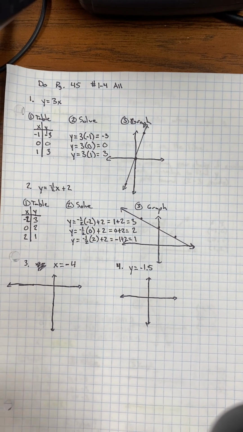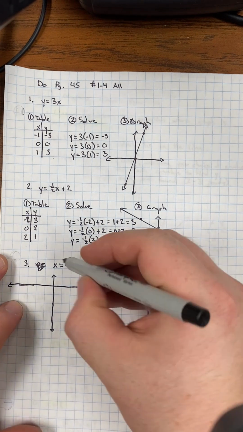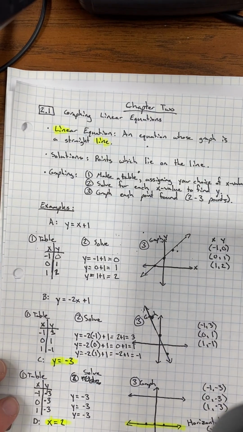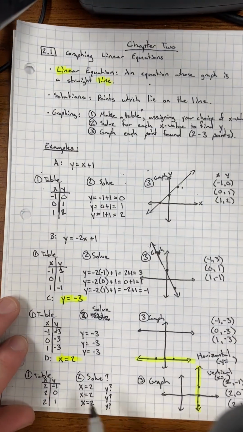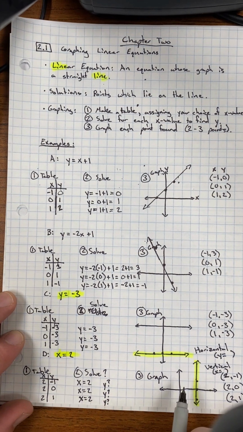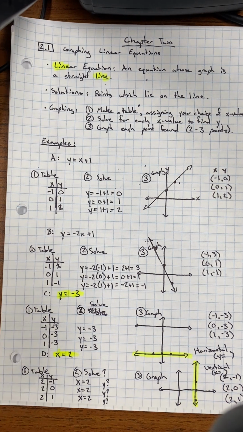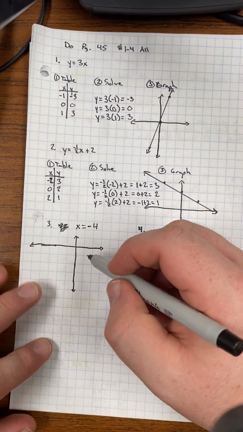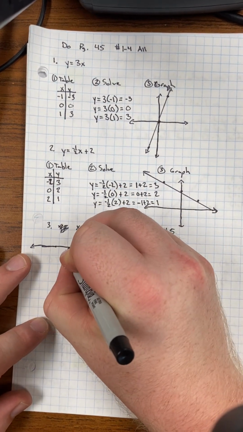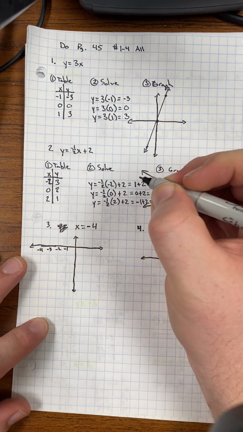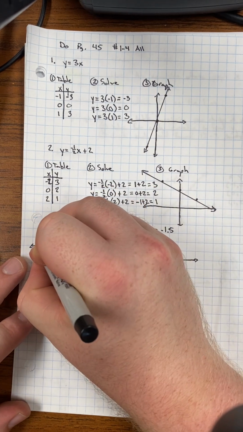For number 3, we have to remember what the graph should look like. If we look back at our notes and see what it says, it says that when we have a number where it's x equals something, we get a vertical graph. So I need to come up with a vertical graph. It's going to be straight up and down at x equals -4. If I'm checking this, this is -1, -2, -3, -4. That's where I'm going to want my graph to go.